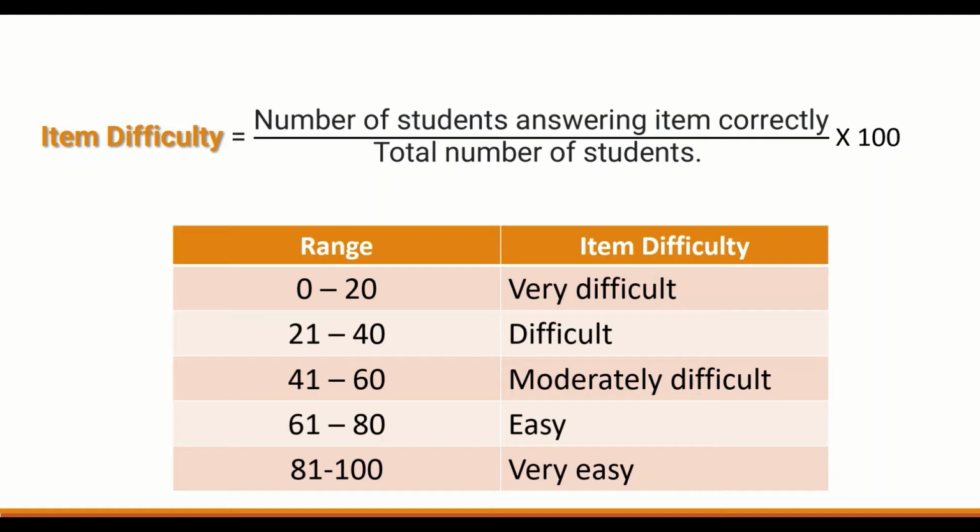The table below classifies the questions according to the value of the item difficulty. An item difficulty with a value between 0 and 20% is considered a very difficult question. A question in the 21 to 40% range is a difficult question. An item in the 41 to 60% range is considered a moderately difficult question. Any question in the range of 61 to 80% is considered an easy one, and a question with a p-value greater than 81% is considered a very easy question. So these are the criteria to classify questions based on the item difficulty value.